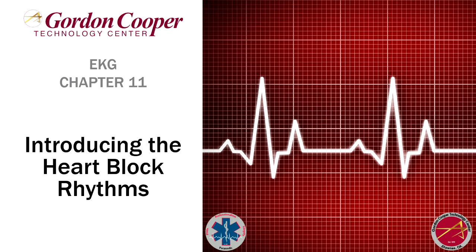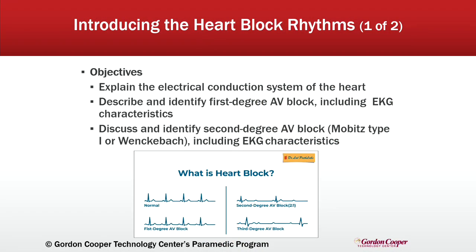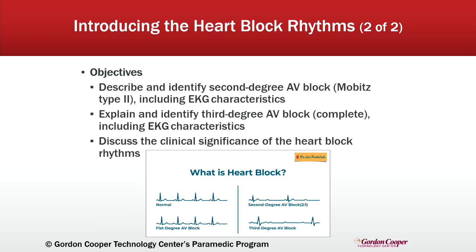Okay, chapter 11 of EKG, introducing the heart block rhythms. Go ahead and buckle up because this is where it starts to get a little bit more fun. So, of course, as always, we're going to remind ourselves about the electrical conduction system. And then we're going to talk about all the different blocks. So we've got first degree, second degree type 1, second degree type 2, third degree, and then we'll talk about the clinical significance of each one of these.